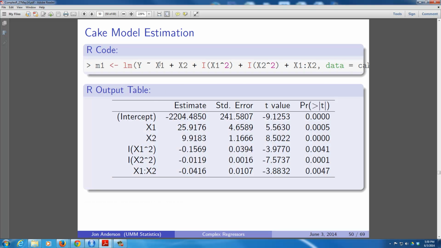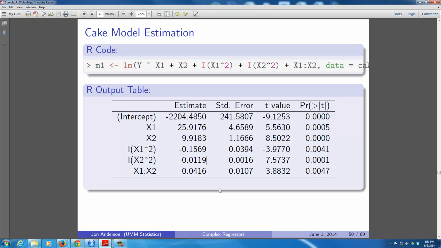And here's a model that we talked about before. We have baking time, baking temperature, time squared, temperature squared, and the multiplication of time and temperature. And here are the model coefficients, and you can see that they all have very small p-values, suggesting that each of these is important. There's a curved pattern with time that's important, and there's a curved pattern with temperature that's important.